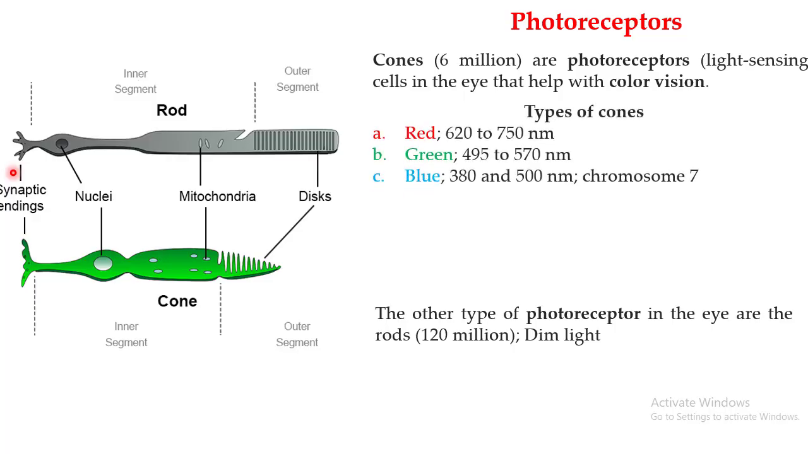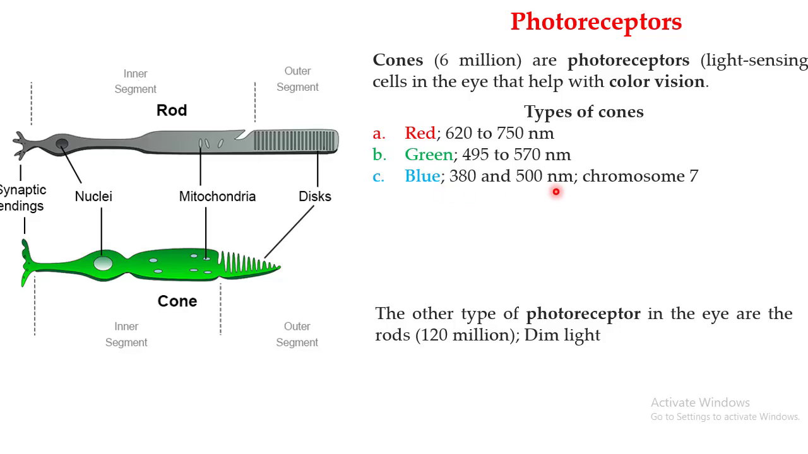There are three types of cones in human beings. One is known as the red cones. These red cones have genes that detect wavelengths ranging from 620 to 750 nanometers. The green cones are responsible for detecting wavelengths ranging from 495 to 570 nanometers. And the blue cones, the third type, detect wavelengths ranging from 380 to 500 nanometers.